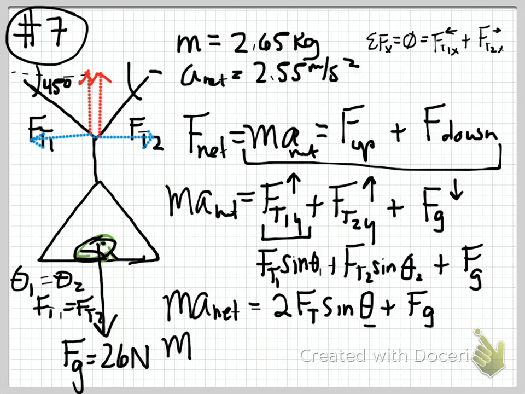All right. So mass times net acceleration is equal to 2 f of t sine theta plus, what's another expression for f of g? Mass times gravity. Doesn't it give it to us? It does. But if we have an expression, we can do other things with it. So don't use triangles, I would use mass times gravity.